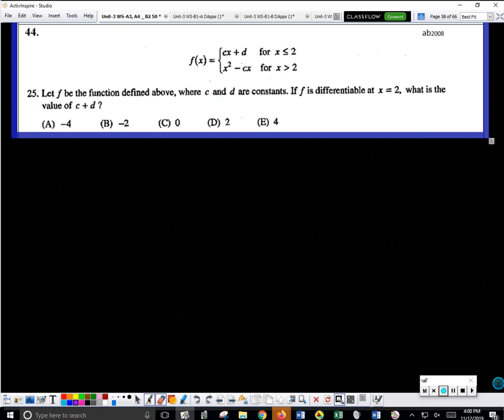So we know that f is differentiable. Not x, but f, sorry. f is differentiable at x equals 2. So should we take the derivative of f when x is equal to 2?